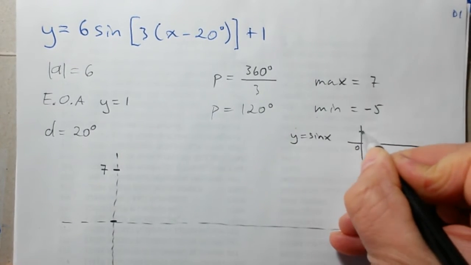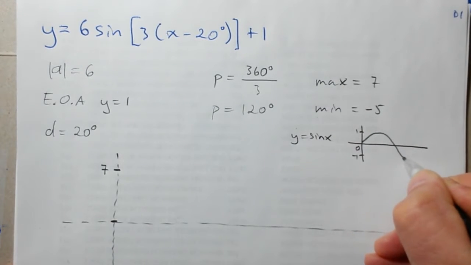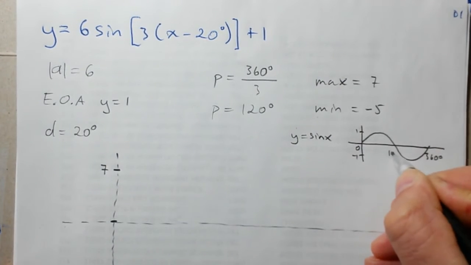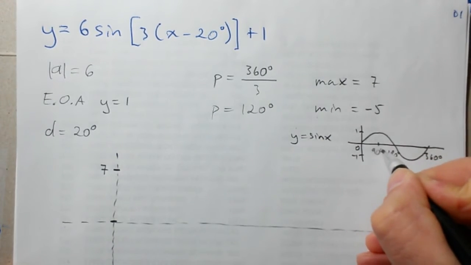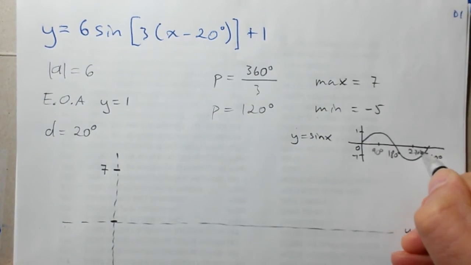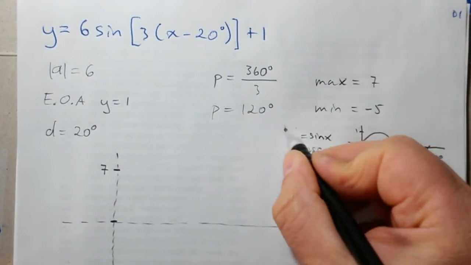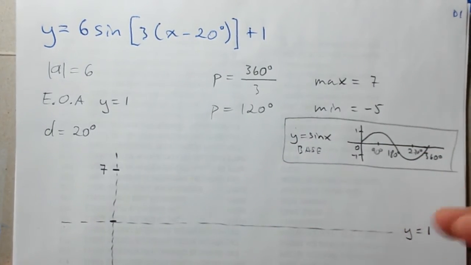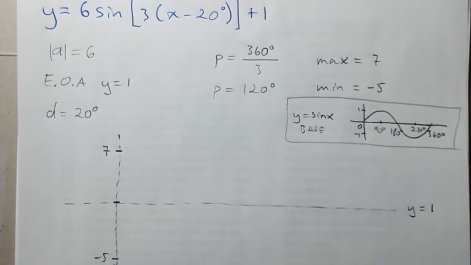It starts at 0, positive 1, negative 1. It starts at 0, it goes up, and then it goes down, and then it goes up again, back to the axis. And it takes 360 degrees to complete one cycle. 180, and then halfway between these will be 90, and halfway between this 270, of course. So have this as the base function, and have this as a reference. We're going to use this as a reference when we graph our transformed function.